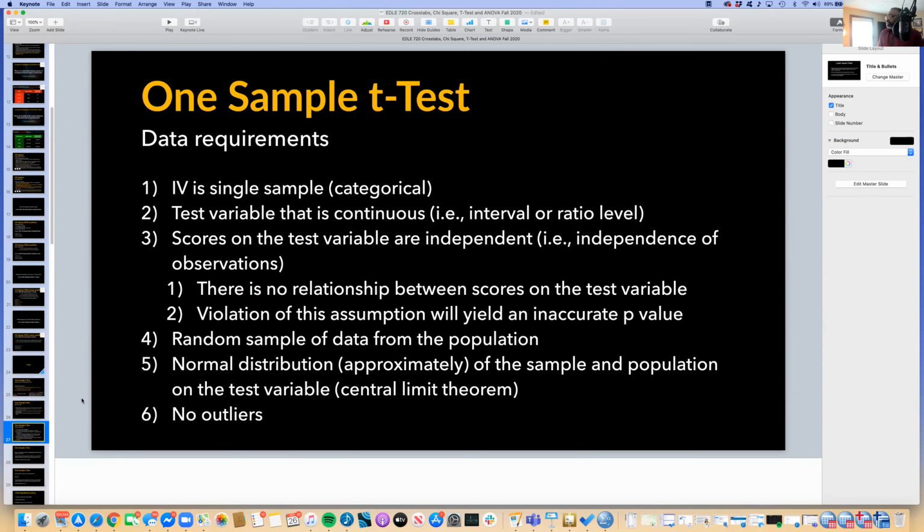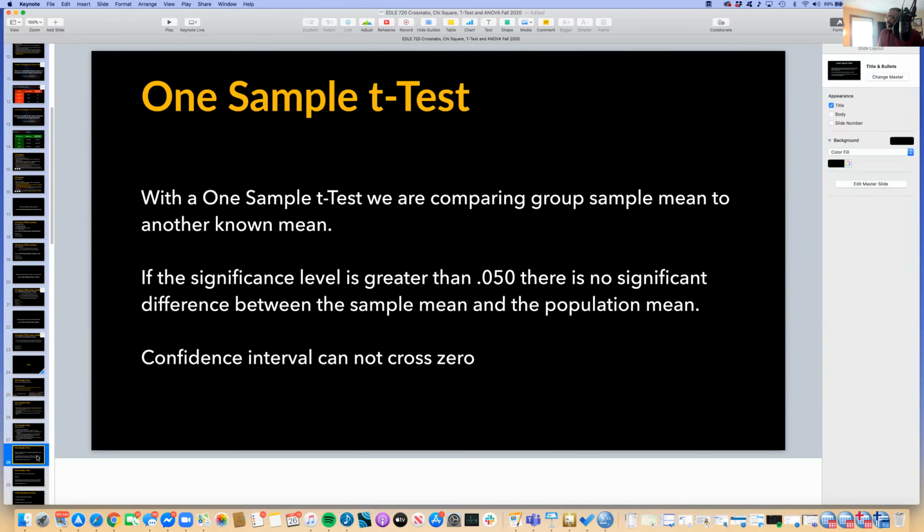All right. So generally what you're going to say is that there's no relationship between the scores on the test variable. And I'm going to leave this as sort of a data slide. I'm going to sort of get into this so I can actually show you what we're talking about.